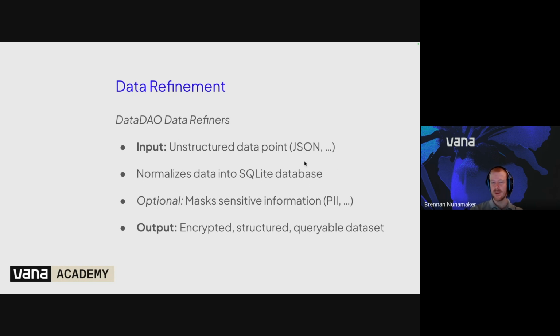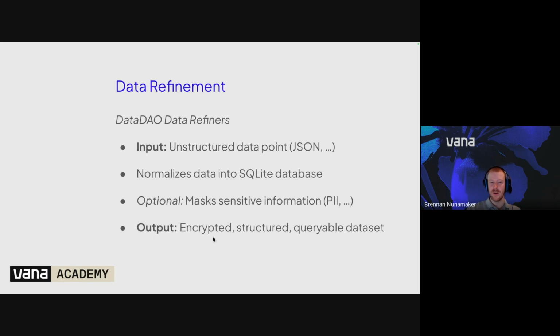But this is still only one data point, remember. So it's one file that's been structured. You can also add a step to mask sensitive information like PII or personally identifiable information. This is not mandatory. It could actually impact the value of your data set if you don't do it in a good way. So it's just one thing to consider. If you do want to mask sensitive information, the data refiner is probably the place to do it.